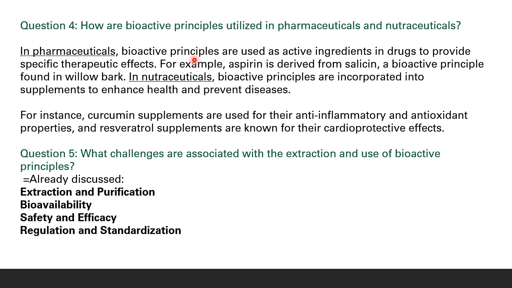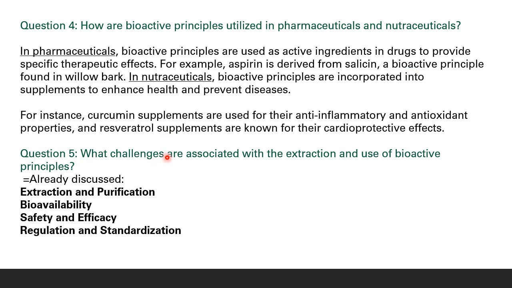The next is, how are bioactive principles utilized in pharmaceuticals or nutraceuticals? In pharmaceuticals, bioactive principles are used as active ingredients in drugs to provide specific therapeutic effects. For example, aspirin is derived from salicin, a bioactive principle found in willow bark. In nutraceuticals, bioactive principles are incorporated into supplements to enhance health and prevent diseases. For instance, curcumin supplements are used for their anti-inflammatory and antioxidant properties. So you can answer with this example.